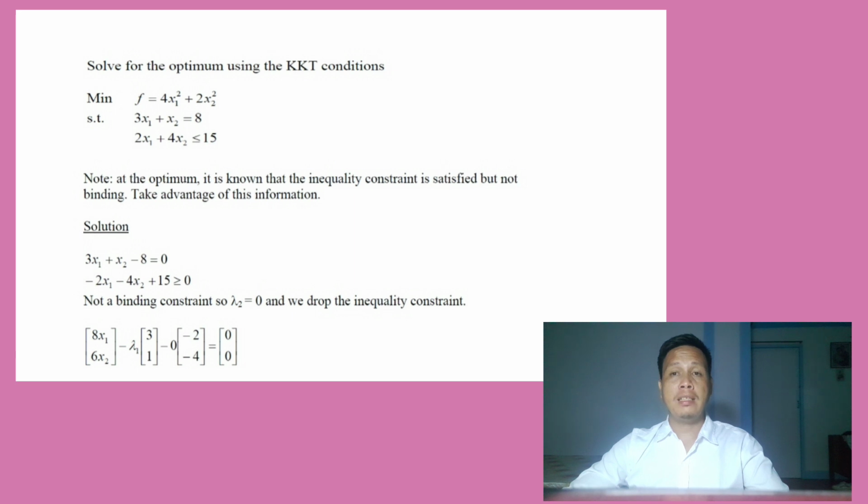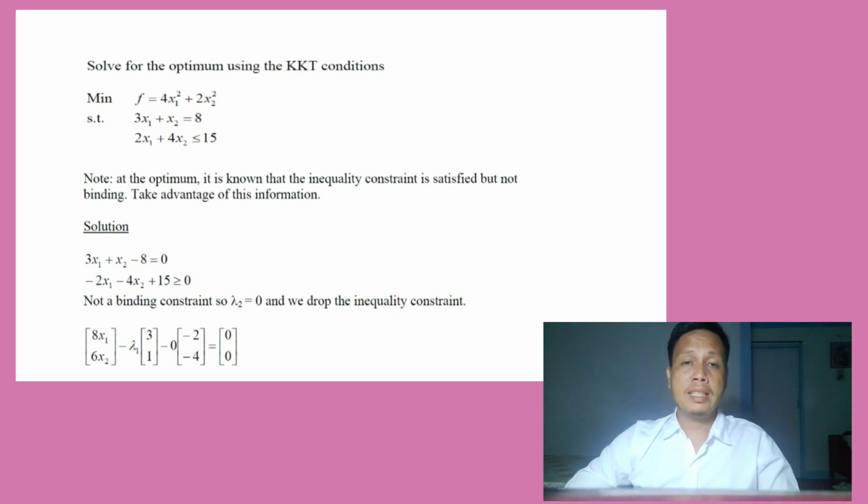So these equations, 8x sub 1 and 6x sub 2 minus lambda 1, follow the Lagrange multiplier. Those equations: the partial derivative of f over partial derivative x sub 1 minus lambda 1 times partial derivative of g sub 1 over partial derivative x sub 1 minus lambda 2 times partial derivative of g sub 2 of x over partial derivative x sub 1 equal to 0, and the second equation, which is the partial derivative of f over partial derivative of x sub 2 minus lambda 1 times partial derivative of g sub 1 over partial derivative x sub 2 minus lambda 2 times partial derivative of g sub 2 over partial derivative of x sub 2 equal to 0. So there are only two equations.